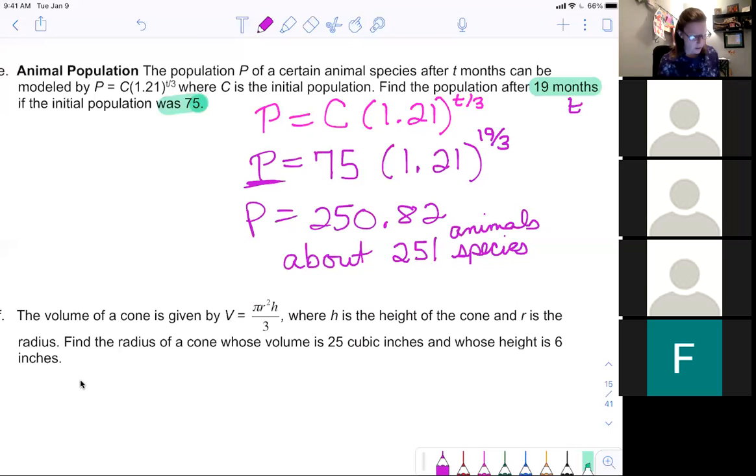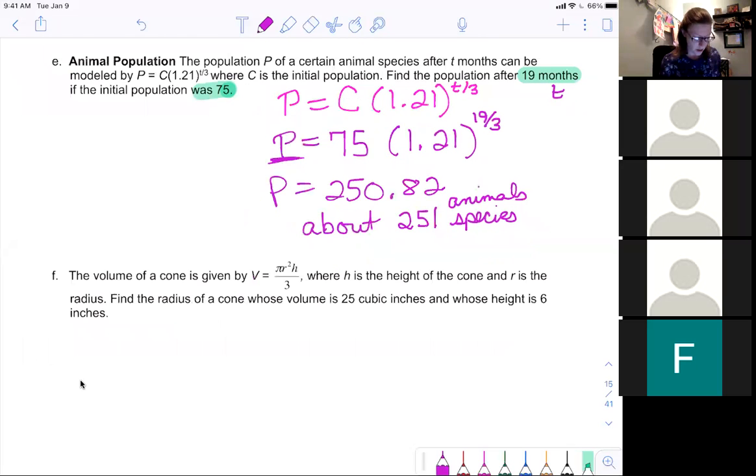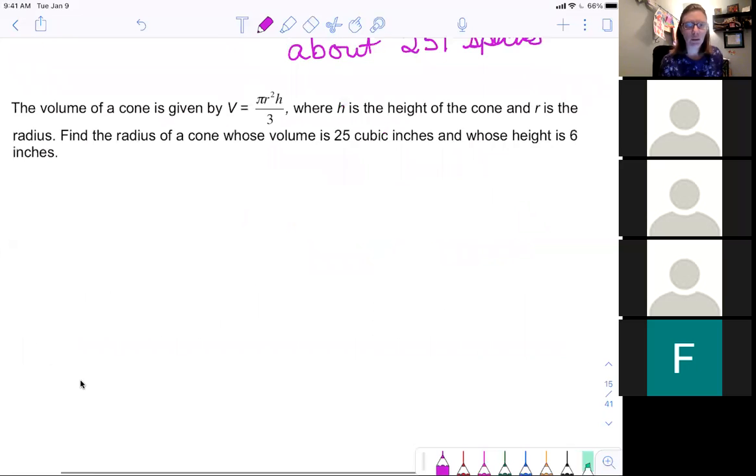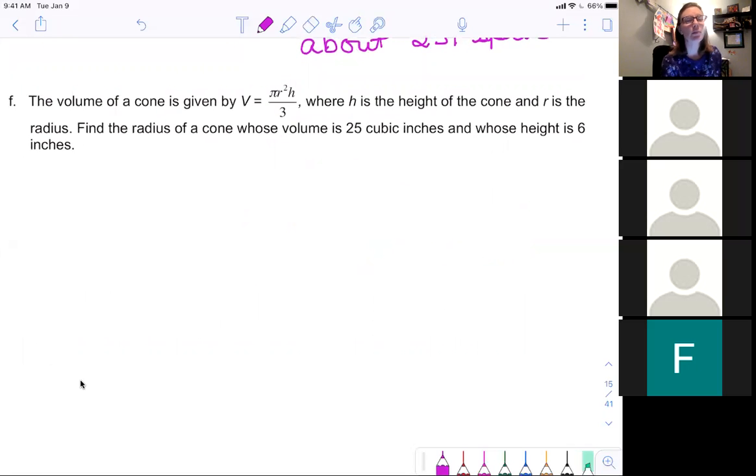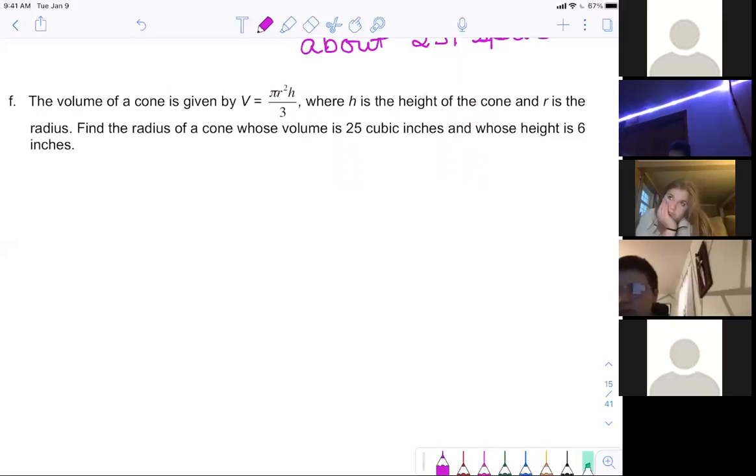Okay, so the final question on here is our geometry problem. The volume of a cone is given by V equals pi r squared h over 3. So maybe you remember this formula from last year, volume of a cone. If not, we give formulas to you. They're also in your book, in the cover of the book, all the geometry formulas as well. A little reminder, h is the height of the cone, r is the radius. Find the radius of the cone whose volume is 25 cubic inches and whose height is 6 inches.